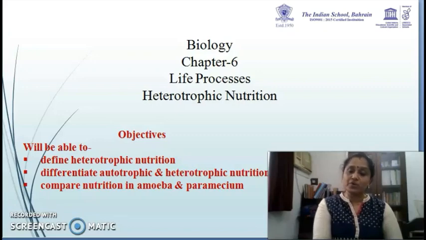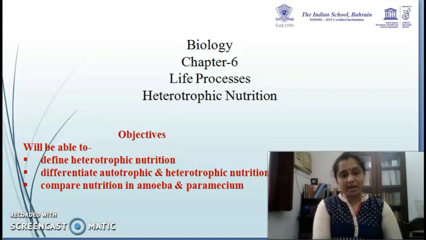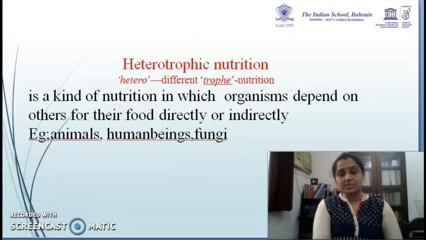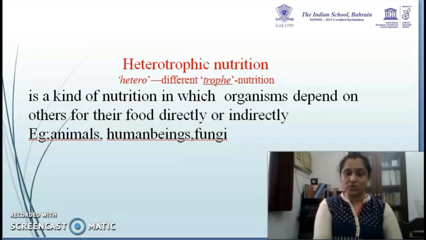Mode of nutrition of an organism depends on different strategies, that is the availability of food. So different organisms obtain their food in different ways. In the case of plants, they can prepare their own food. What about animals? They cannot prepare their own food. So they depend on others for their food. Such type of nutrition in which organisms depend on others for their food directly or indirectly is called heterotrophic nutrition.